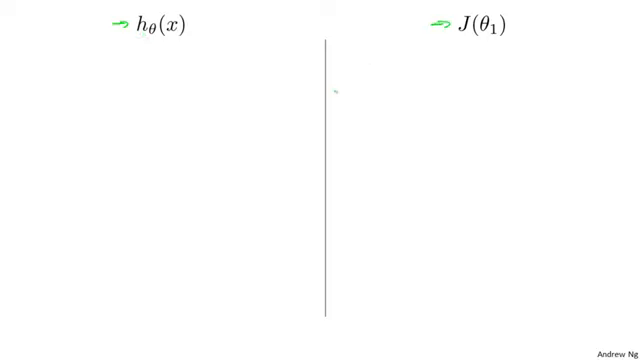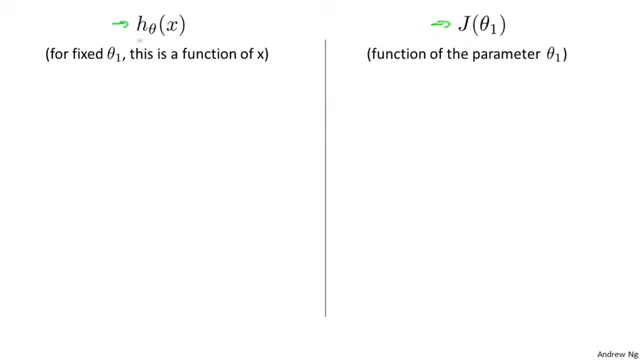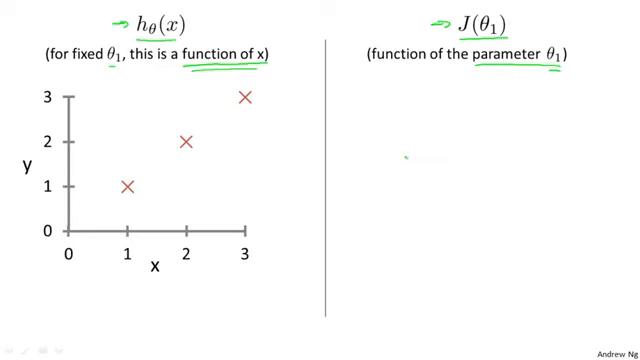So notice that the hypothesis, h of x, for a fixed value of theta 1, is a function of x. So the hypothesis is a function of the size of the house x. In contrast, the cost function, j, is a function of the parameter theta 1, which controls the slope of your straight line. Let's plot these functions and try to understand them both better. Let's start with the hypothesis.